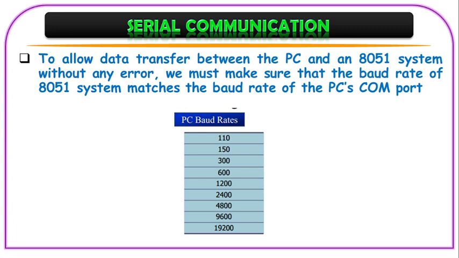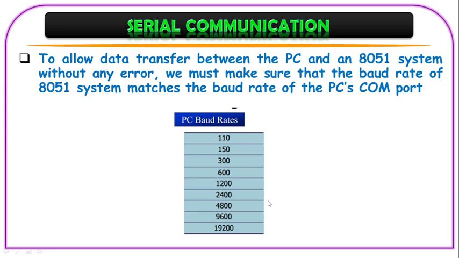One more thing about serial communication is you have to define a baud rate. That is, you have to transmit at a particular rate, and that rate is called the baud rate. How many bits are transferred in a second is called the baud rate. There are some standards: 9600 is a standard baud rate, 4800 is a standard baud rate, and so on.